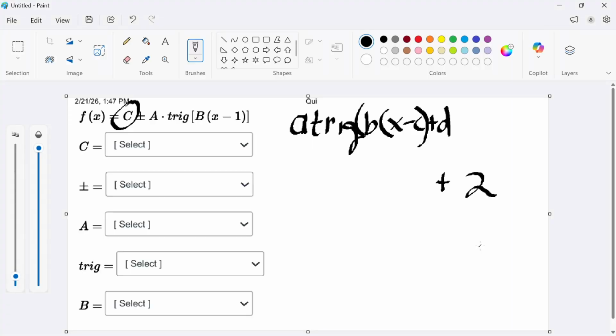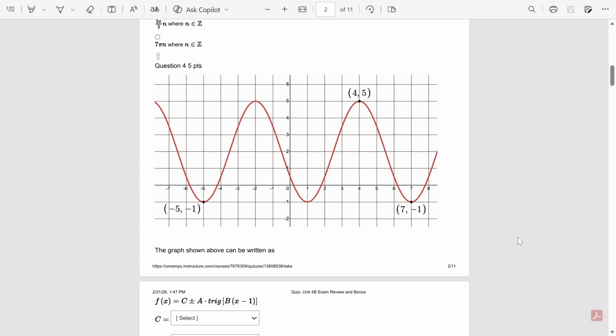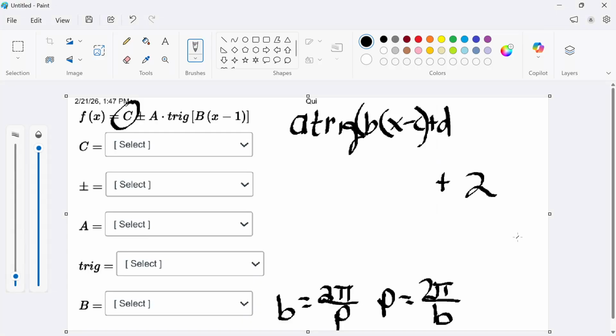Remember, b equals 2 pi over period, or period equals 2 pi over b, and that's for sine and cosine. For tangent, it's pi over p, or pi over b, but this is clearly not tangent. That's sine or cosine, so it's 2 pi. So I need 2 pi over the period.